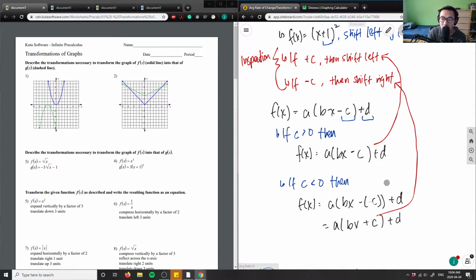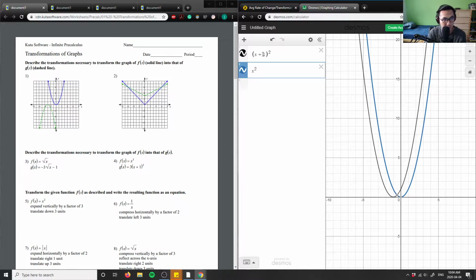Again, this is just inspection. If we're looking at x plus 1 squared, this is a positive number in this bracket, and what we're doing in our head is we're going to flip it to negative. When we do that process, a positive number means it's moving left, and a negative number is moving right.